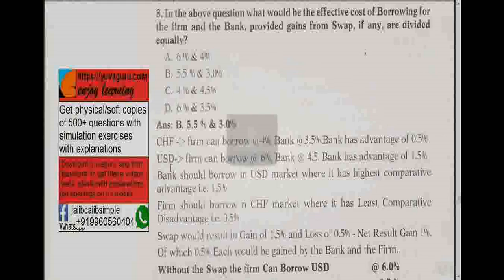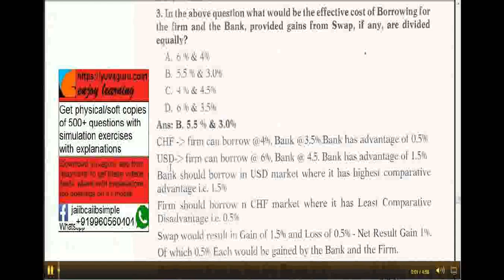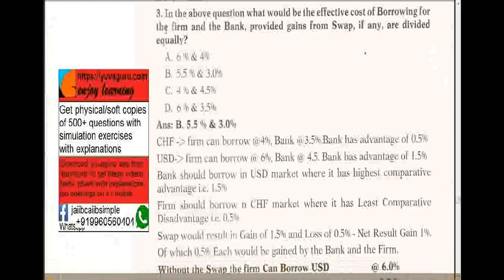So let's move on to the next question. The next question is, in the above question, meaning the fixed USD and CHF question, what would be the effective cost of borrowing for the firm and the bank, provided the gains from the swap, if any, are divided equally? Remember this, the gains which both of them get are divided equally.